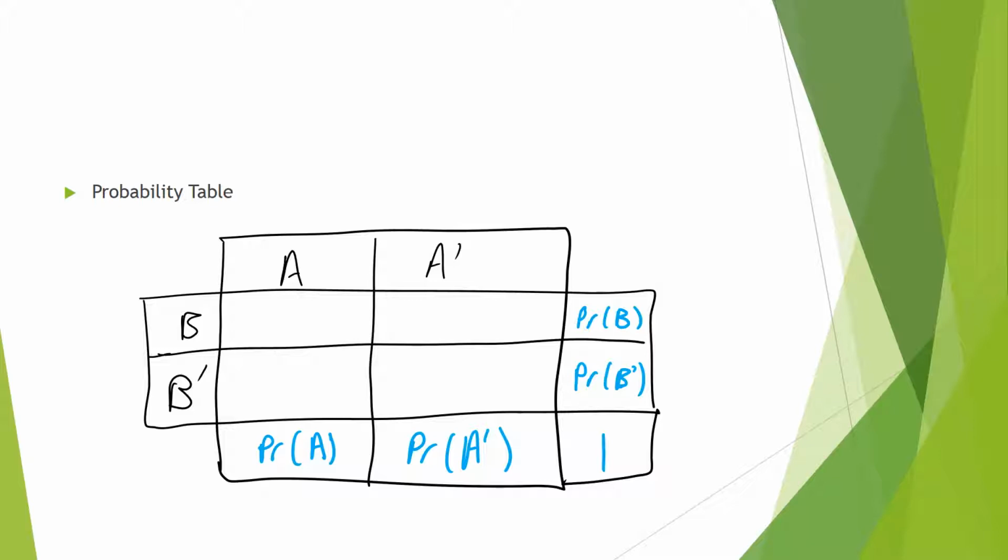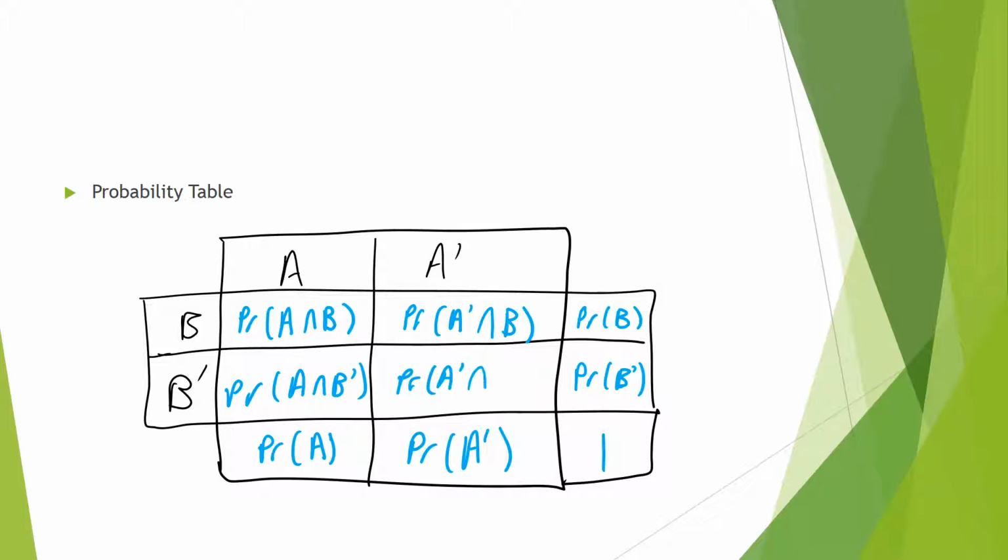Now wherever they cross over, that will be the intersection. So this will be probability of A intersection B. This will be A complement intersection B. This will be A intersection B complement. And this will be the complement of the two intersecting.